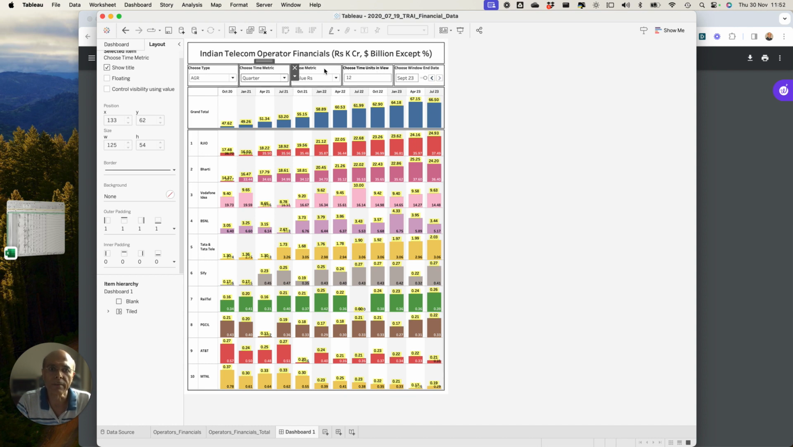There are two types of numbers that you can see here. One is rupees in K crores, meaning thousand crores, and the other is dollar billion, because I have done a dollar calculation also to show how the financial metrics change, not only from a rupee point of view but also from a dollar point of view. I have other metrics to choose from: rupee, dollar, as well as growth in rupees and growth in dollars. So you will be able to see all four metrics in the same dashboard.